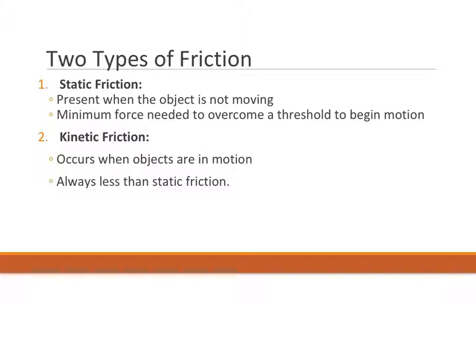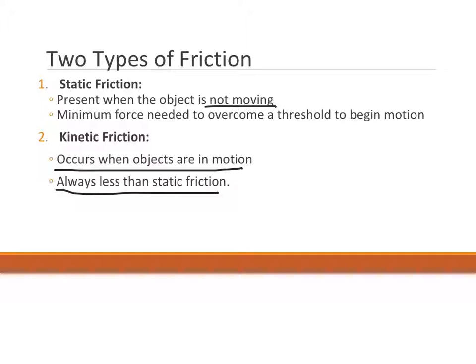So there are two types of friction that we will be discussing. First one is the static friction. This is when the object is not moving. This is the minimum force needed to overcome a threshold so it actually will begin moving. So in problems, this will say, what friction do I need to get an object moving? Kinetic friction is when an object is already in motion. This is always less than static friction.